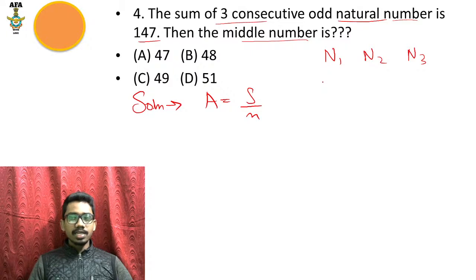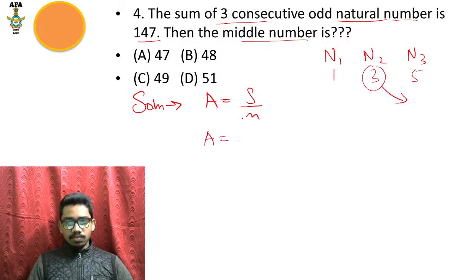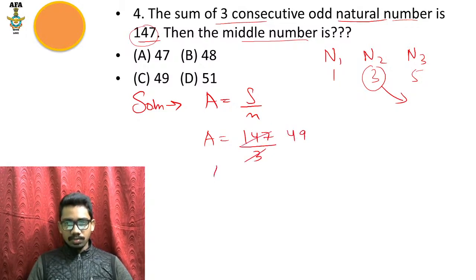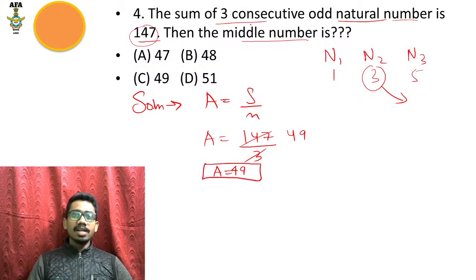I told you, if there are three consecutive odd natural numbers, suppose 1, 3 and 5, it is in AP. I told you what the average will be. In case of odd terms, the average will be the middle term. So average equals sum over number of elements. The sum of three consecutive numbers is 147 and the total number of elements is 3. So 3 fours are 12, 3 nines are 27. So the average value I am getting is 49. Average equals 49.